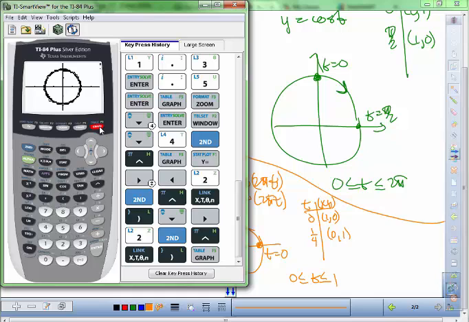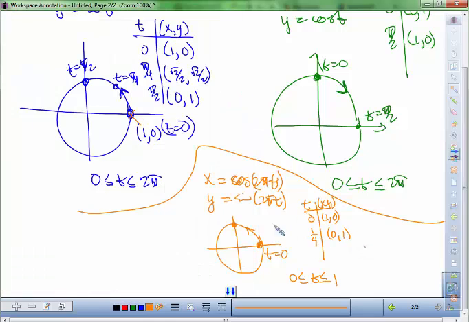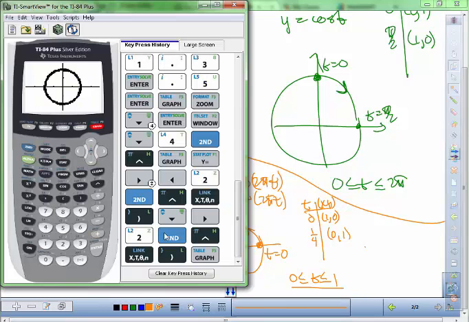So what's 4 pi? This thing draws out a circle from t goes from 0 to what? It draws a circle from 0 to 1. This thing draws out a circle from 0 to 1. So I went from 0 to 4 pi. What's 4 pi? It's about 13 something. So this actually drew my circle 13 times.